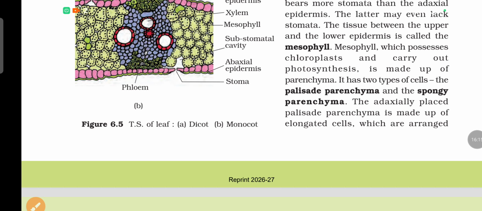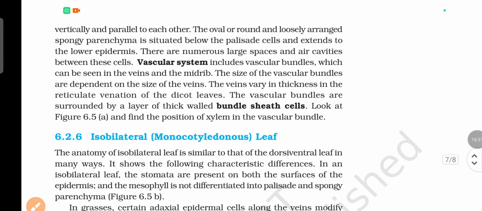Mesophyll के पास ही chloroplast होता है, so it's a very important layer. इसके दो टाइप के सेल्स होते हैं, the palisade parenchyma and the spongy parenchyma. The adaxially placed palisade parenchyma is made up of elongated cells which are arranged vertically parallel to each other. The oval or round and loosely arranged spongy parenchyma is situated below the palisade cells and extends to the lower epidermis. There are numerous large spaces and air cavities between these cells.